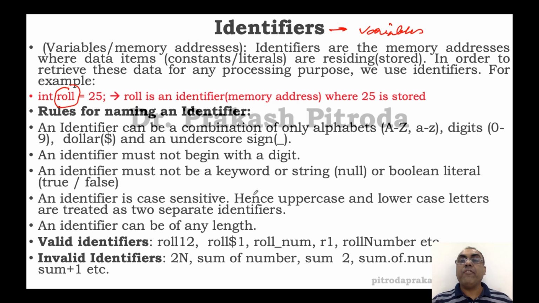So a variable is a memory address where the data items are residing, and you will be able to retrieve that data from it. However, when I say int roll is equal to 25, somewhere in the memory the computer will have a slot named roll under which the value 25 must have been stored. But while writing this identifier, there are certain rules that you need to follow.